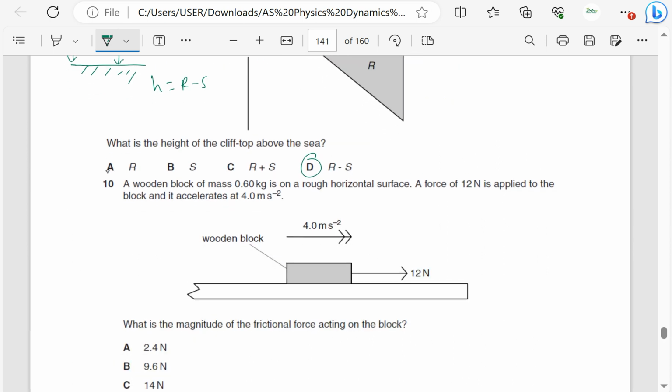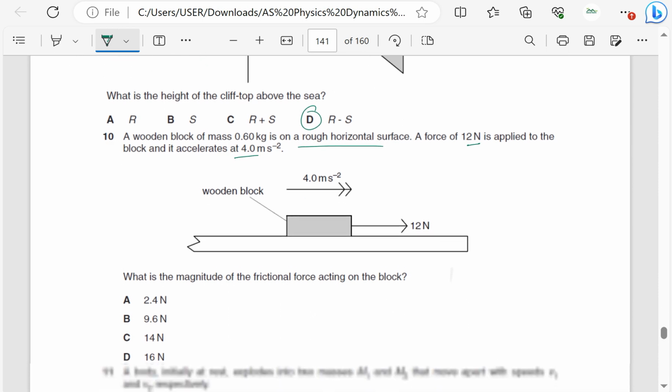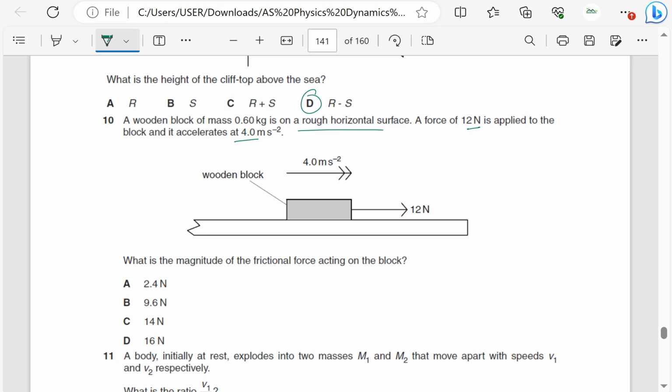A wooden block of mass 0.6 kilograms is on a rough horizontal surface. A force of 12 newtons is applied to the block and it accelerates at 4 meters per second squared. What is the magnitude of the frictional force acting on the block? So if it is moving to the right, then the friction must be to the left. And I'll call this friction small letter f.